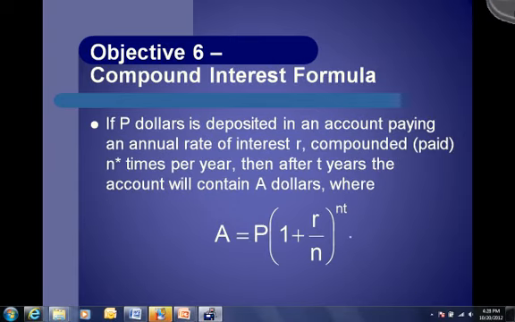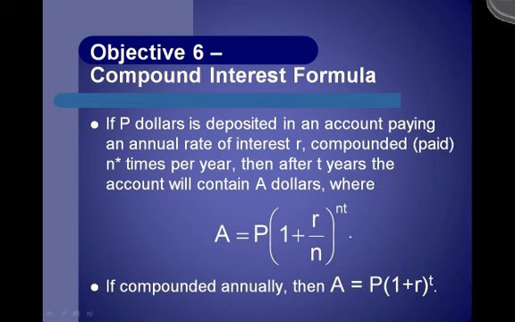Objective 6, compound interest formula. If P dollars is deposited in an account paying an annual rate of interest r, compounded n times per year, then after t years the account will contain A dollars, where A is given by the formula A equals P times 1 plus r over n to the power of nt. If the interest is compounded annually, meaning they're only going to do this once per year, then n is 1 and we get A equals P times 1 plus r to the power of t.